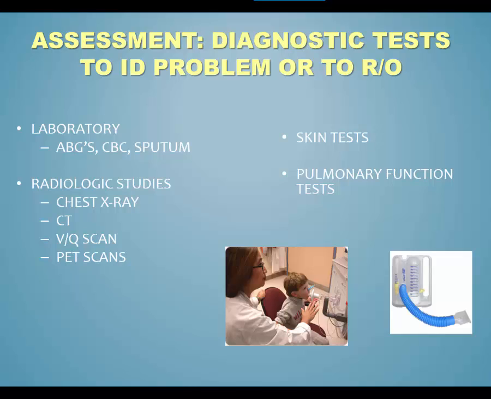After the patient is stable, diagnostic tests can be run like ABGs, sputum cultures, and a CBC, which can assess for infections or anemias. Radiology studies, such as a chest x-ray, which can show a pneumothorax, atelectasis, pneumonia, and a variety of other ailments may be ordered, or other diagnostic scans, such as a CT, VQ, or PET scan, may also be ordered. Skin tests such as TB can be indicated as well, and possibly doing pulmonary function tests.